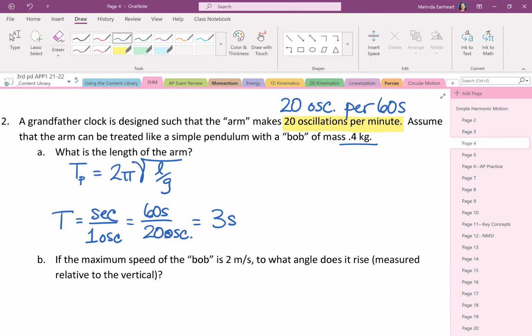And now we're solving for L. What is the length? Again, before we plug numbers in, let's do it with variables. And so isolating L, what's the algebra? What can we do first?